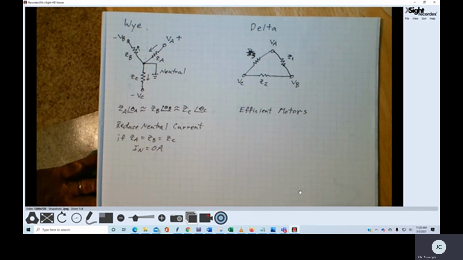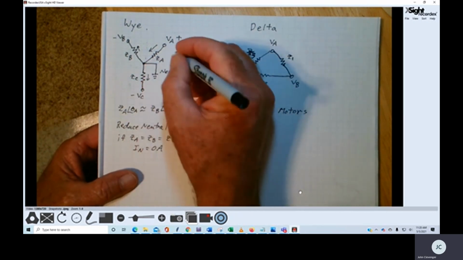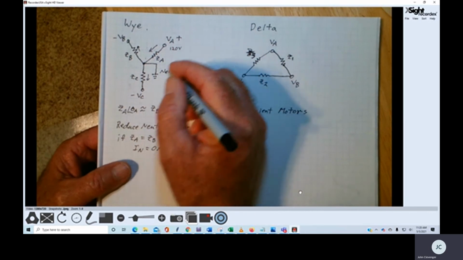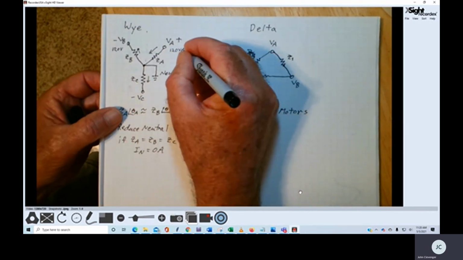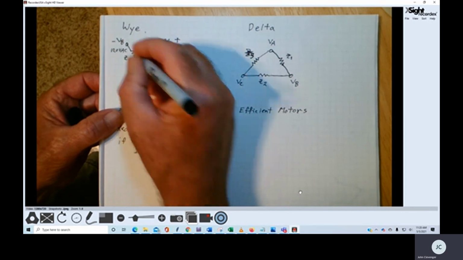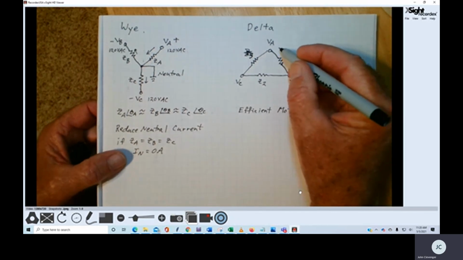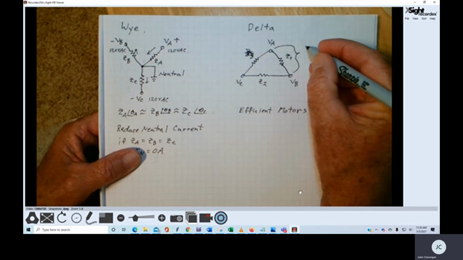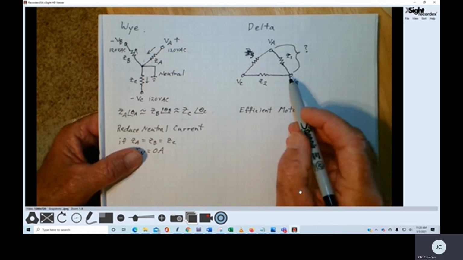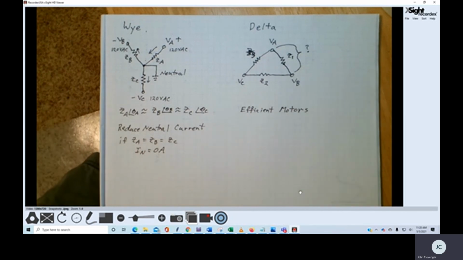Now, the question is, we know that with the Y system, from A to ground, I've got 120 volts. From B to ground, I've got 120 volts. And from C to ground, I've got 120 volts. So the question is, what is the difference from phase A to phase B? What's the difference between phase B and phase C? And what's the difference between phase C and phase A?